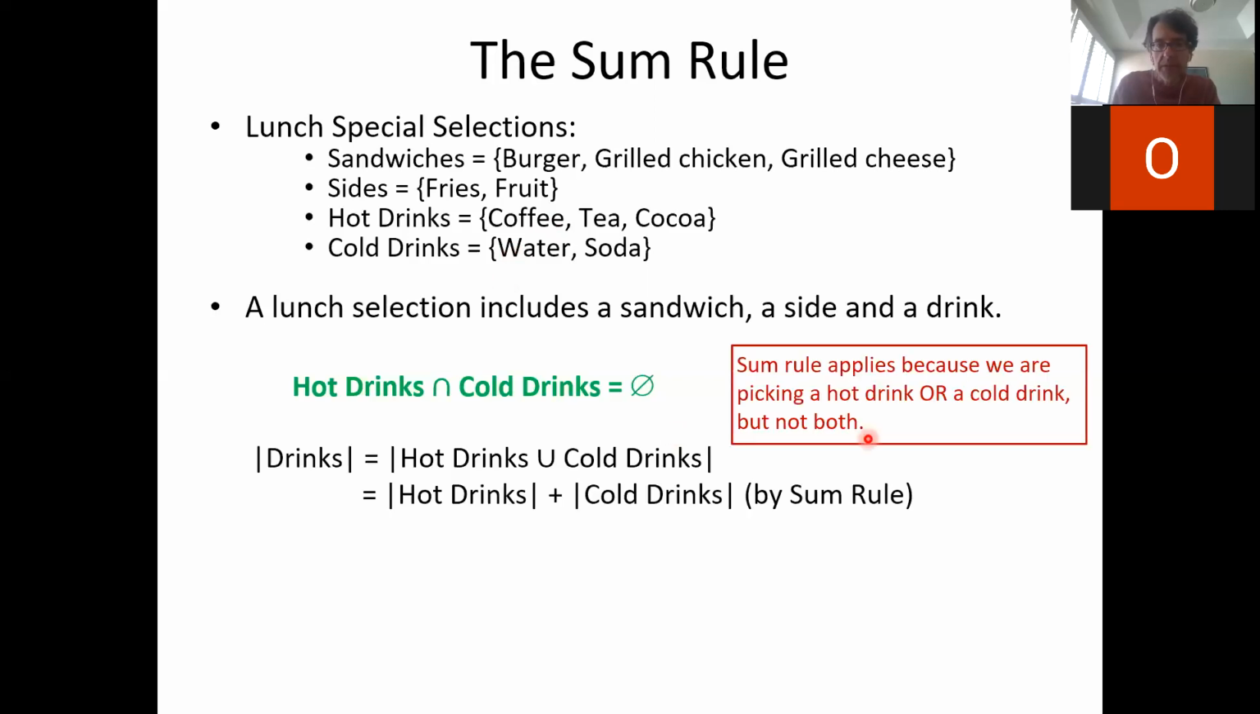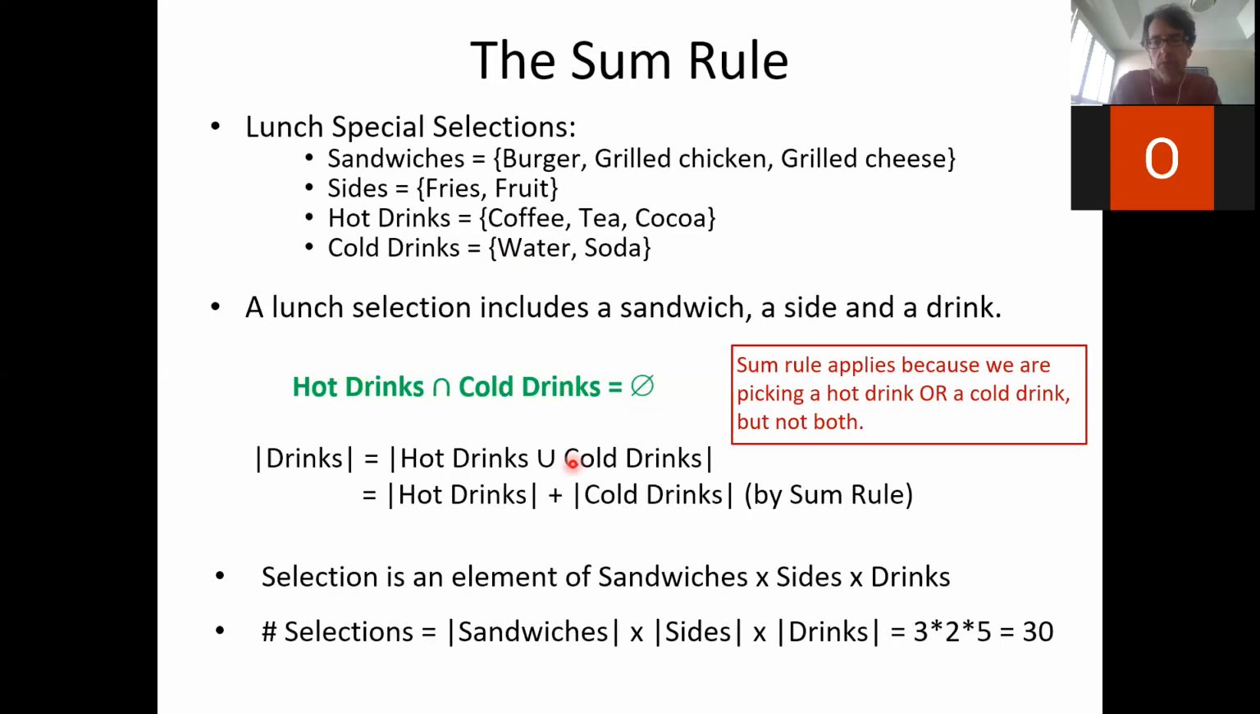But basically this rule applies because these two sets are non-intersecting, and so with these new rules for how we're making selections, the number of drinks has grown. It was 3 before, and now it's 5, which changes the count of all possible selections.